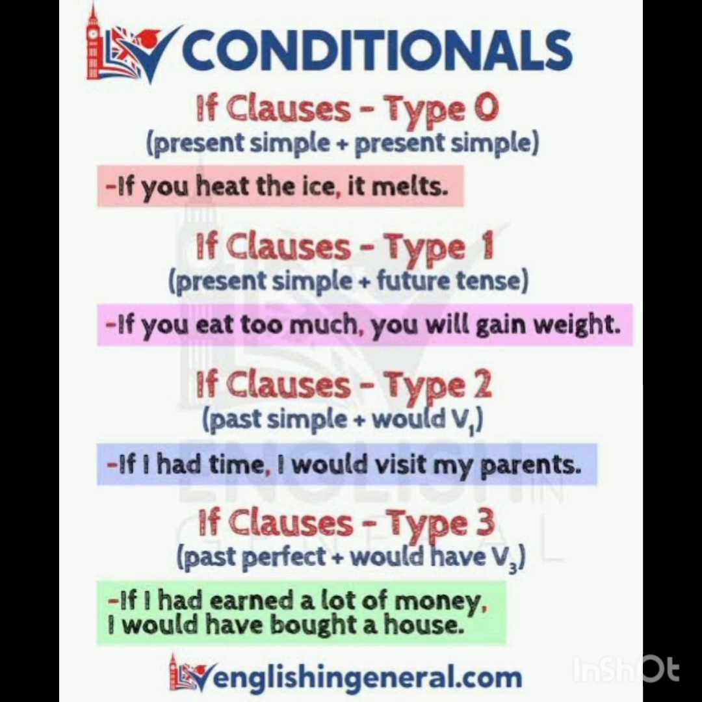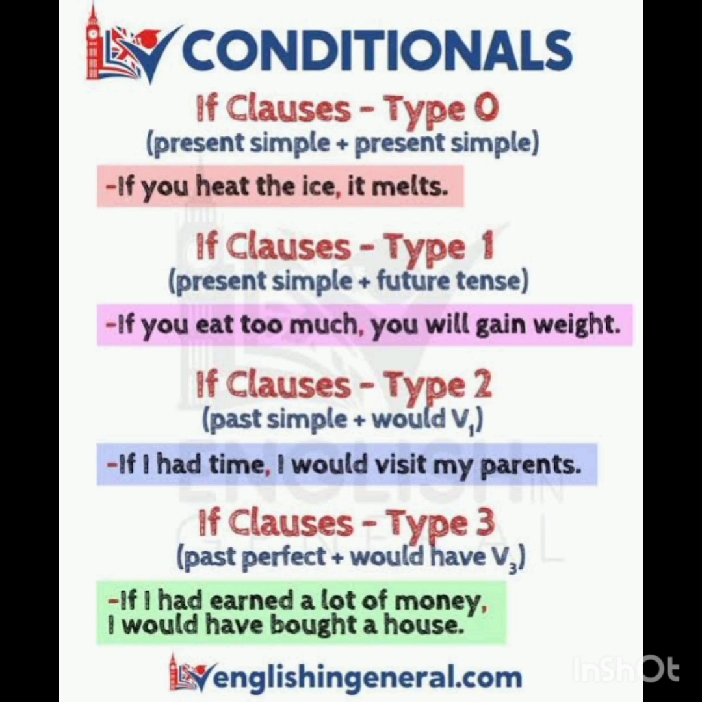Let's see conditional type 1. In conditional type 1, the verb is in simple present tense and in the main clause the verb is in future tense. Here is one example. If you eat too much, you'll gain weight. So you can see that the verb eat is in simple present tense and the verb gain is in future tense.